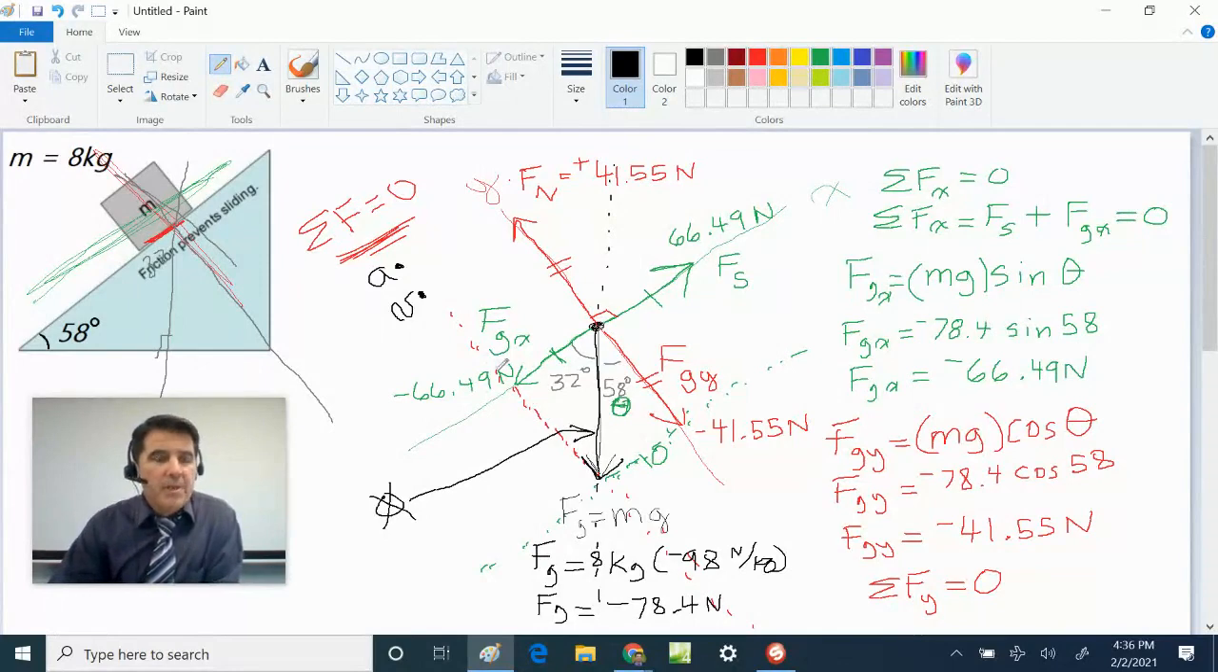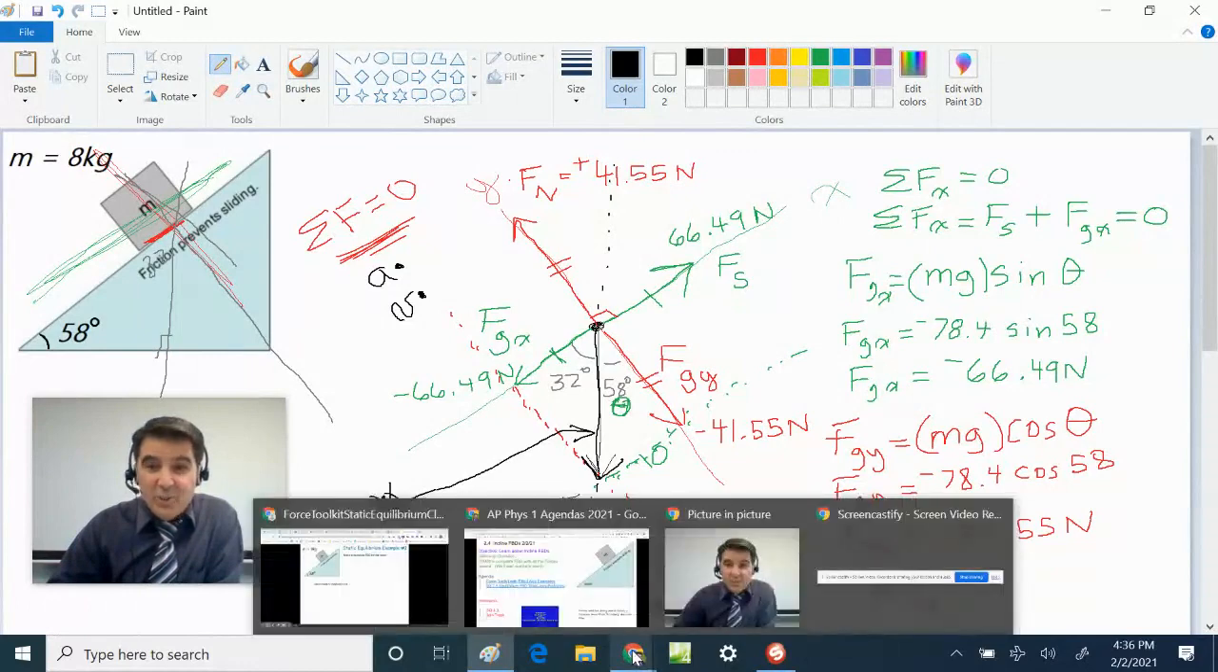And so that is an example of the equilibrium tilted axis static equilibrium question. Hopefully that works, and then I'll show you a couple others with other questions involved.